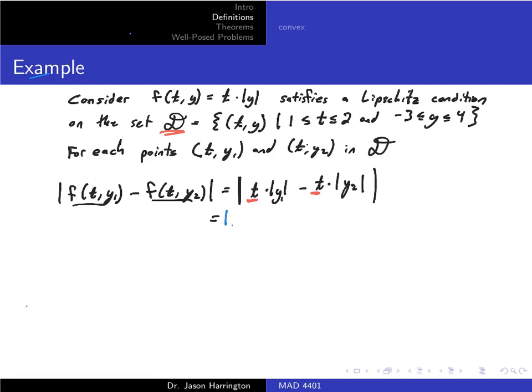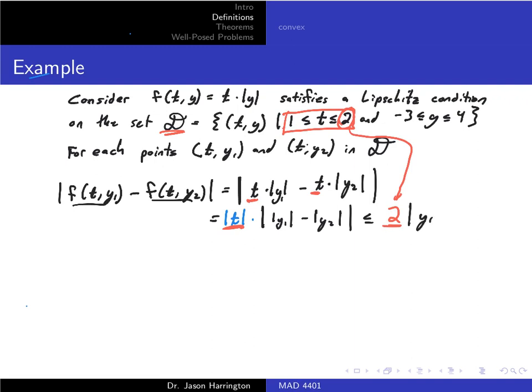So I'm going to have my t out front times, and now I'm going to have the absolute value of y sub 1 minus the absolute value of y sub 2. And that's going to be less than or equal to, and you'll notice right here, if I go back and look, that the t is bounded above at 2. So I'm going to use that to say that that's going to be less than or equal to 2, because that's what I'm going to use for that, times the absolute value of y sub 1 minus y sub 2.